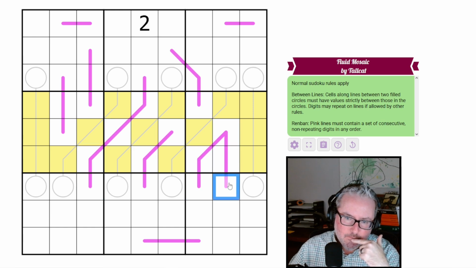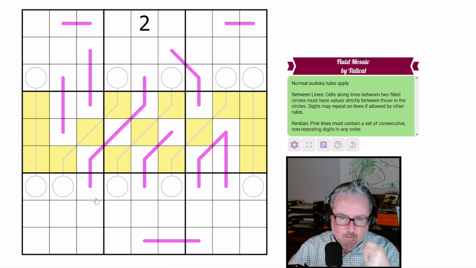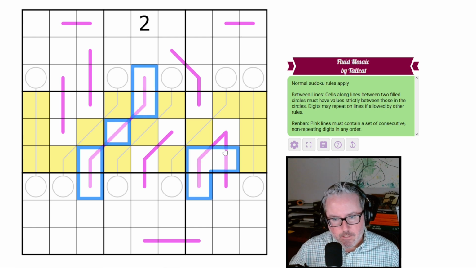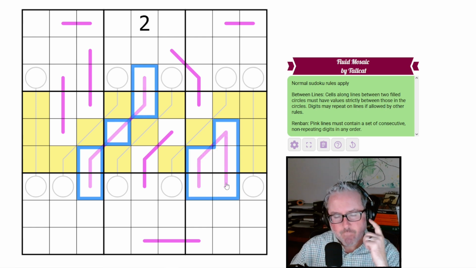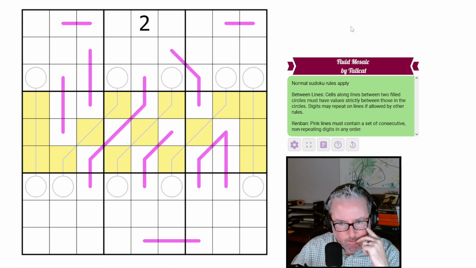One, two, three, four, five. This is also either a 1 through 5 or a 5 through 9. Is there any correlation between these two? I don't think so. At least not that I can see, of course.